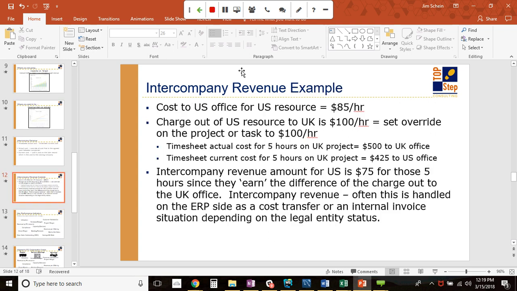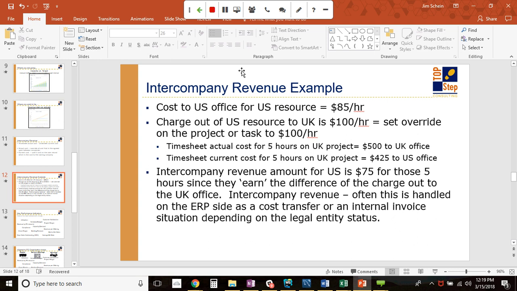So for example, let's say we have a U.S. office and we have a resource in that U.S. office that costs us $85 an hour. The charge that we're going to charge the U.K. office for this person's time, they're trying to borrow this person for a project, is $100 an hour.